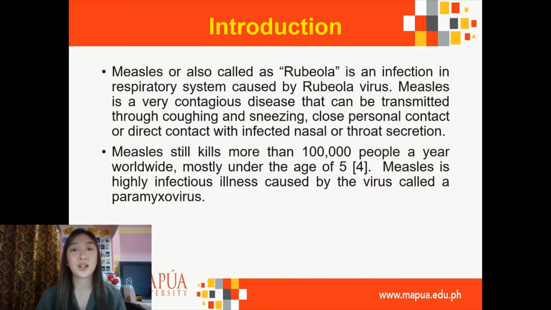Measles, also called rubeola, is an infection in the respiratory system caused by the rubeola virus. Measles is a very contagious disease that can be transmitted through coughing and sneezing, close personal contact, or direct contact with infected nasal or throat secretion. Measles still kills more than 100,000 people a year worldwide, mostly under the age of 5. Measles is a highly infectious illness caused by a virus called a paramyxovirus.